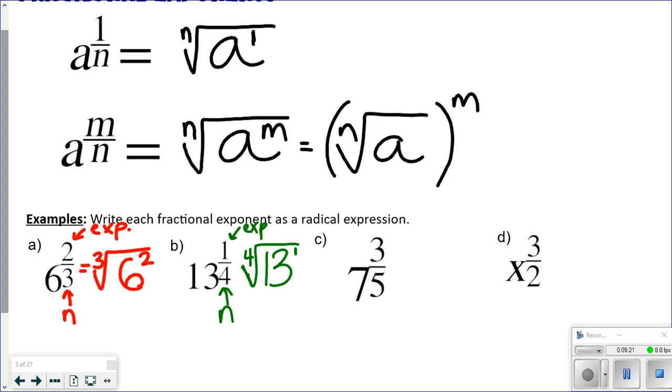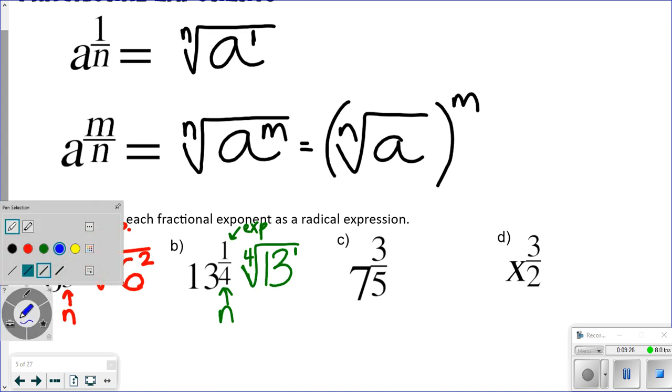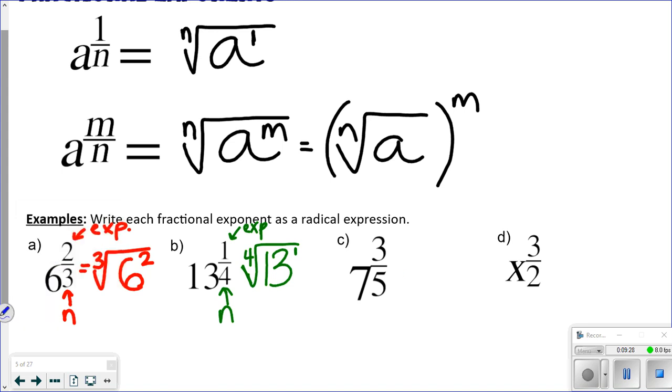Letter C. Draw our radical. 7 is the base, so it goes underneath your radical. Stays as our large, big number. This is going to be our exponent. The 5 is our root index. All right, you try letter D.